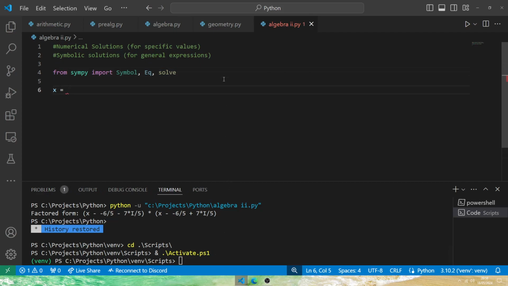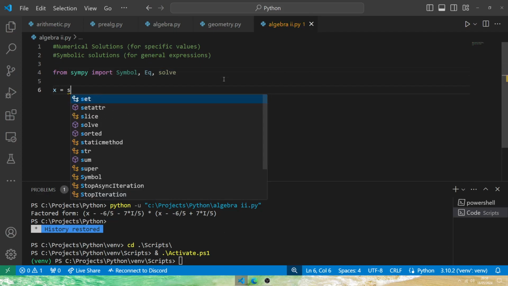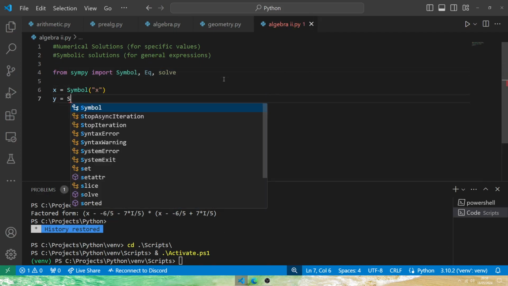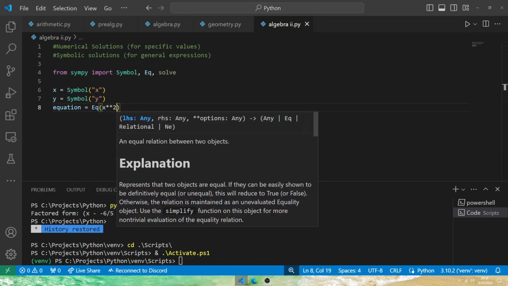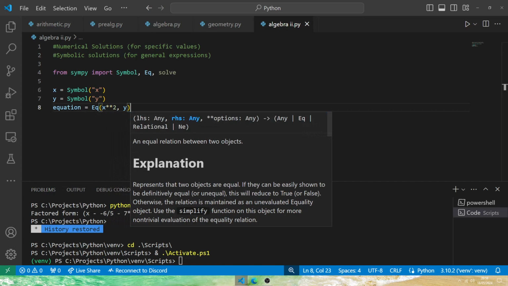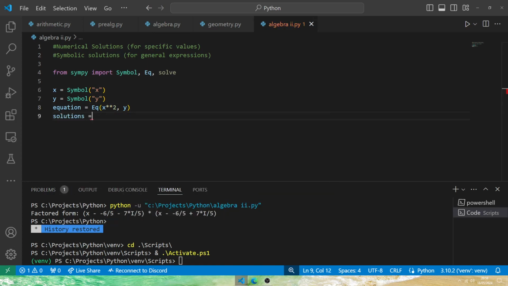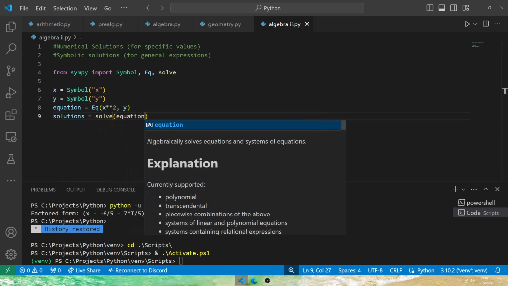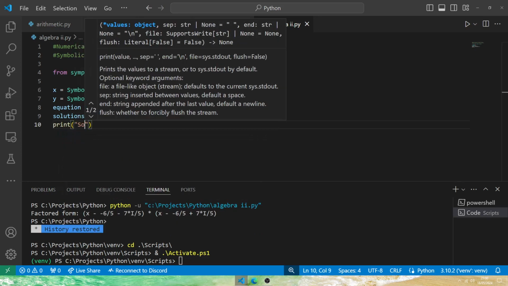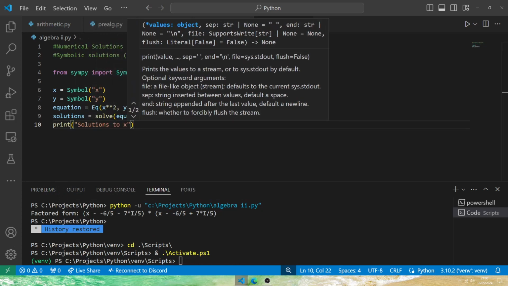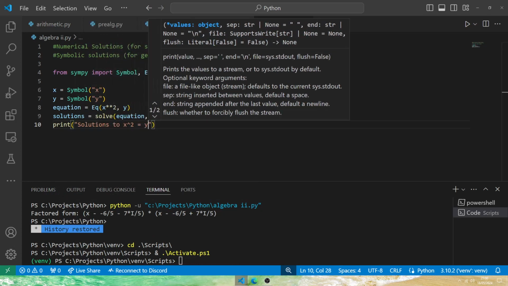So for this one, we can grab an x symbol, we can enter a y symbol, and create our equation, which is x to the power of 2 equals y. And our solution is going to be solve equation for x. And now we can display the solution by printing it out. So solutions to x to the power of 2 equals y.